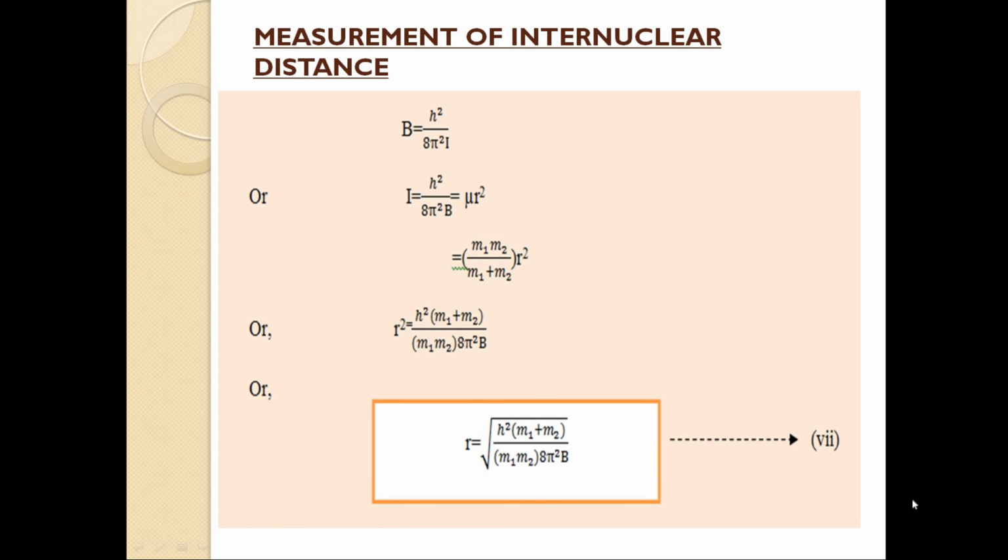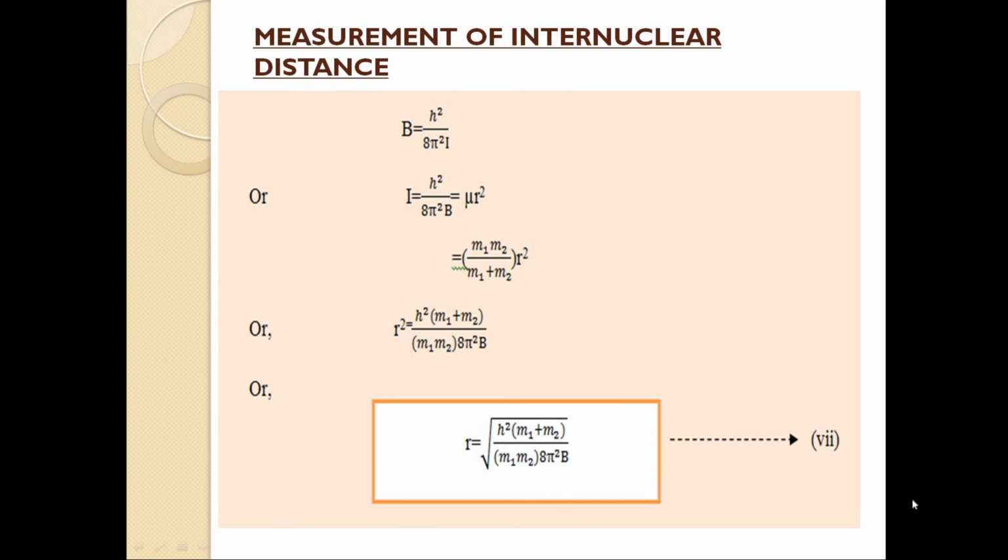Now come to the measurement of internuclear distance. So simply we have to find B, which is given as h square by 8 pi square I, where I you can find equal to mu r square. From that you find the value of r, because B is already known here.